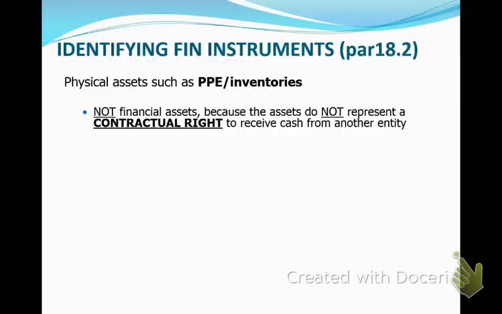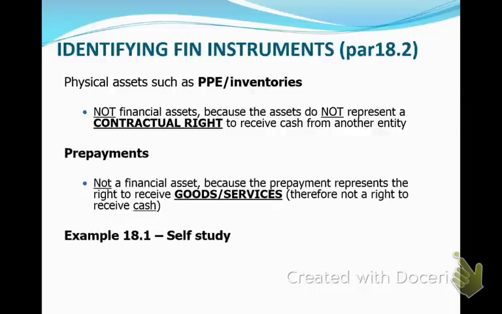Physical assets such as PPE and inventories. Note, these are not financial assets because these assets do not represent a contractual right to receive cash from another entity. Although they can make you cash or bring in cash when they are sold, they do not have a contractual right to receive cash in the future. Prepayments. This is not a financial asset because the prepayment represents the right to receive goods or services, not the right to receive cash. Please look at example 18.1 in your textbook for self-study.